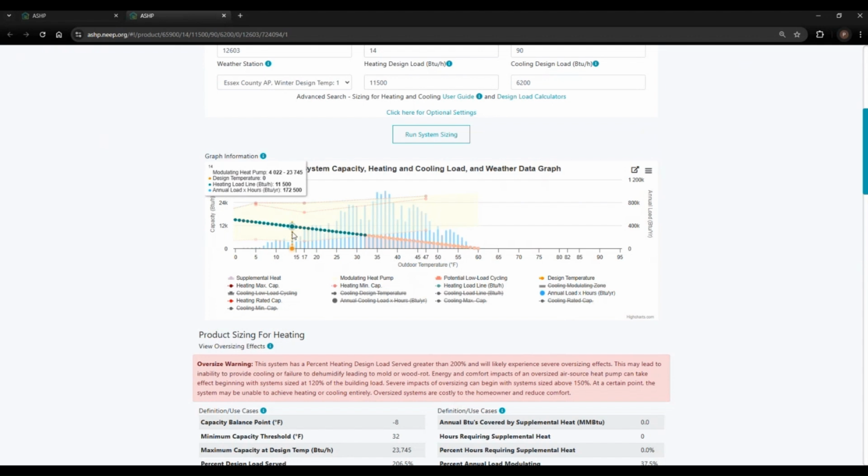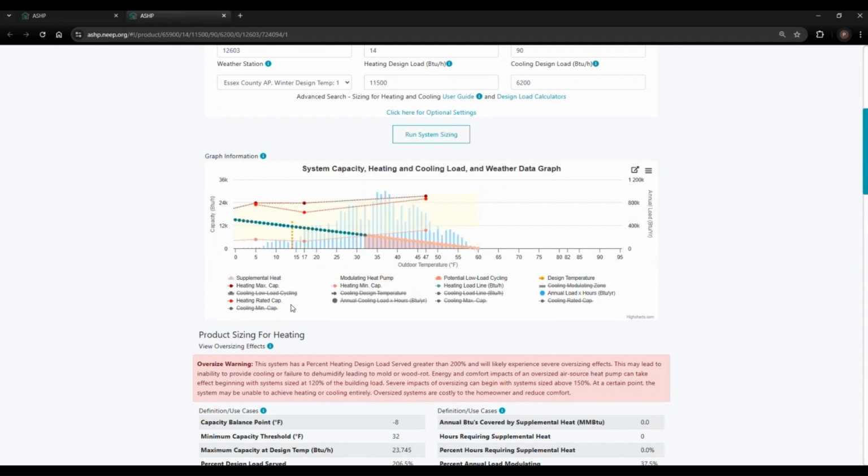At this spot, you can see that the load line is well within the modulating zone, which is the area between the heating maximum capacity and the heating minimum capacity. Within the modulating zone, the variable speed heat pump will modulate its output to meet the needs of the space it is heating or cooling. This is typically where a heat pump will operate most efficiently and keep the space most comfortable.